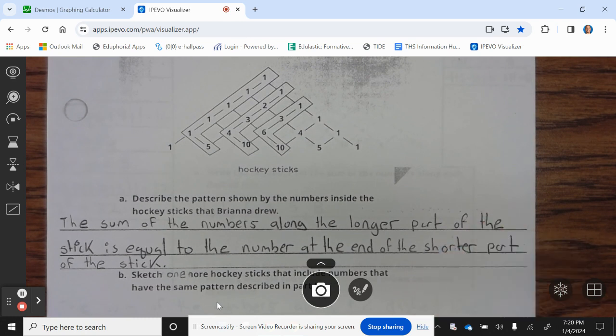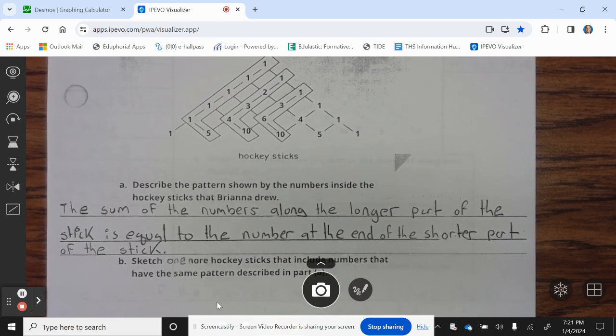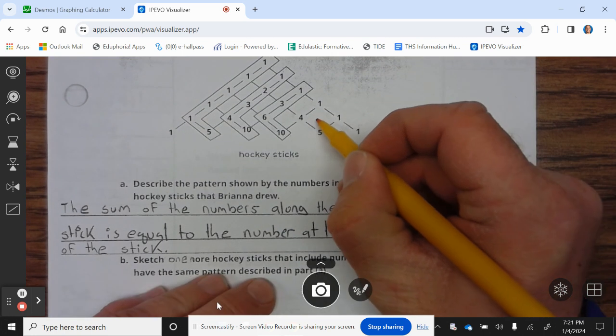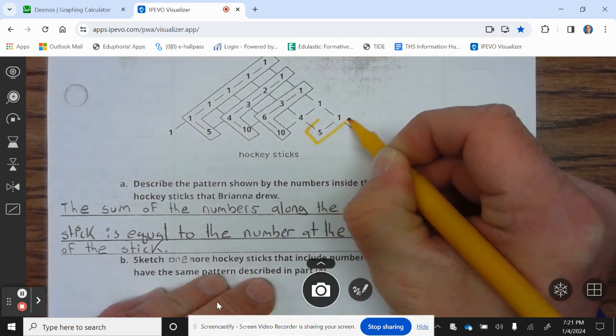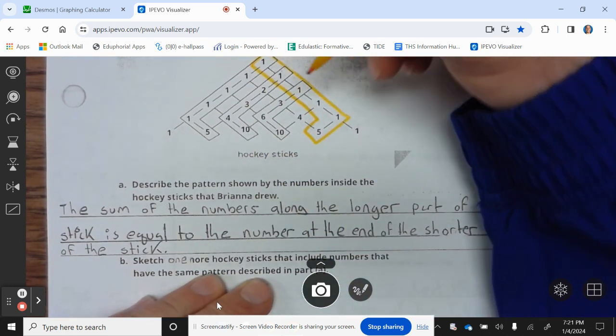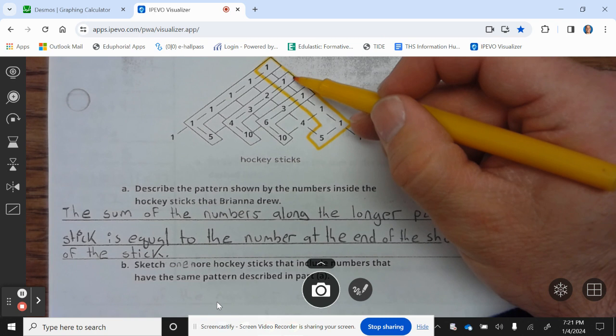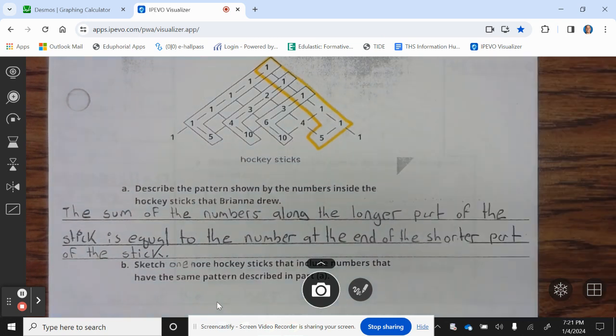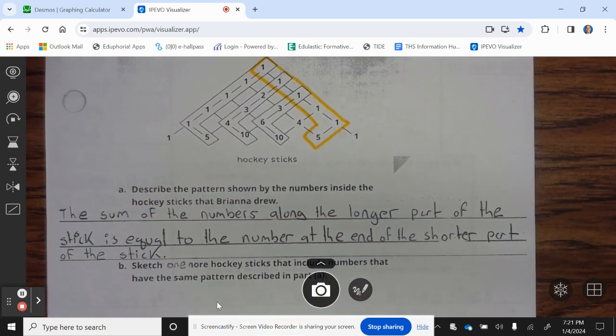Describe the pattern shown by the numbers inside the hockey sticks that Brianna drew. The sum of the numbers along the longer part of the stick is equal to the number at the end of the shorter part of the stick. Sketch one more hockey stick that includes the numbers that have the same pattern described. Okay, you can see that 1 plus 1 plus 1 plus 1 plus 1 equals 5. All right, let's take a look at the next page.